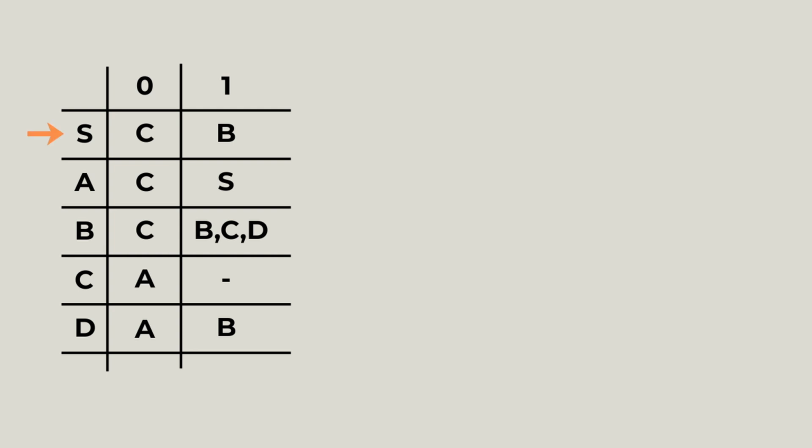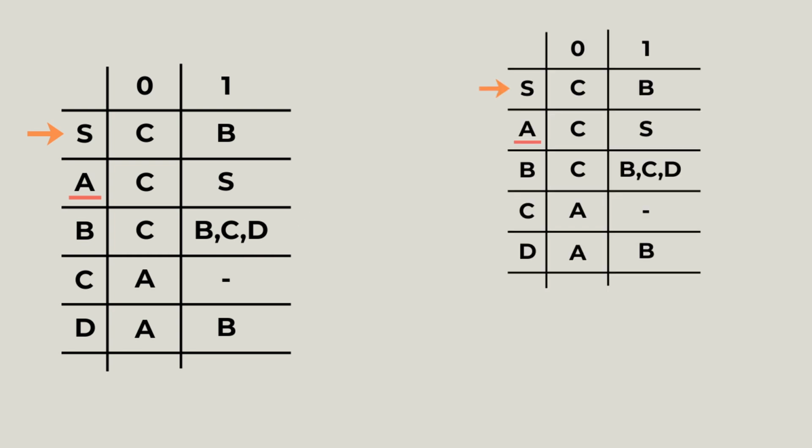In this example, S is the starting state and A is the accepting state. There are 5 states total. The first thing to check is if there are multiple transitions. A DFA cannot be in multiple states at once, so we have to create new states to represent those combinations.